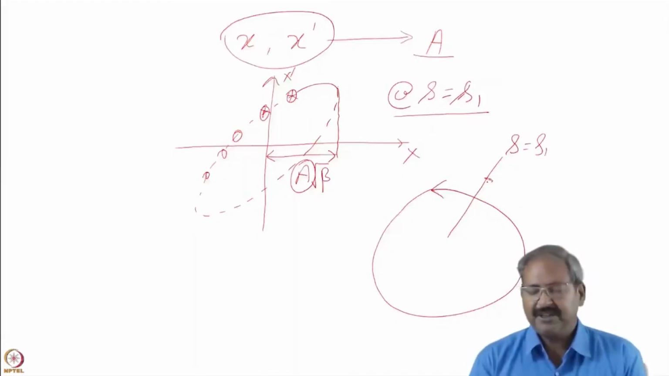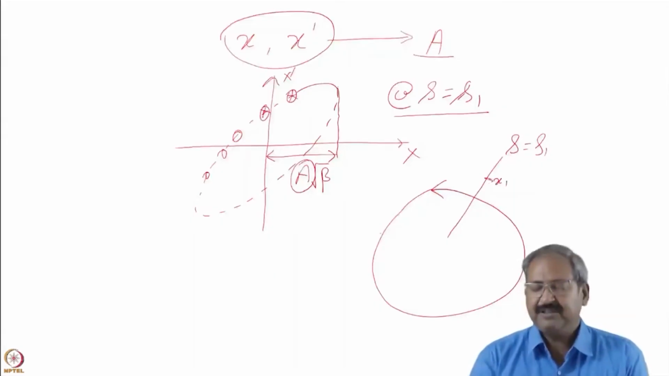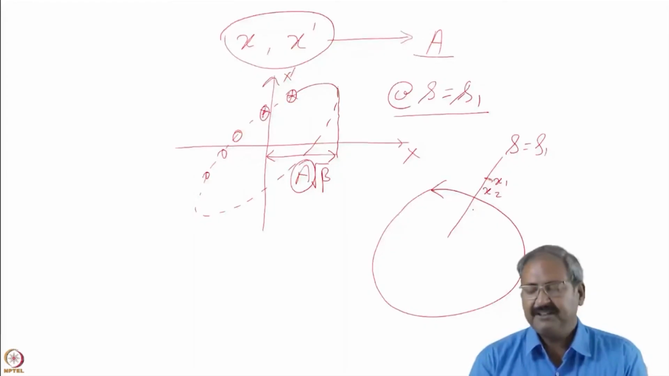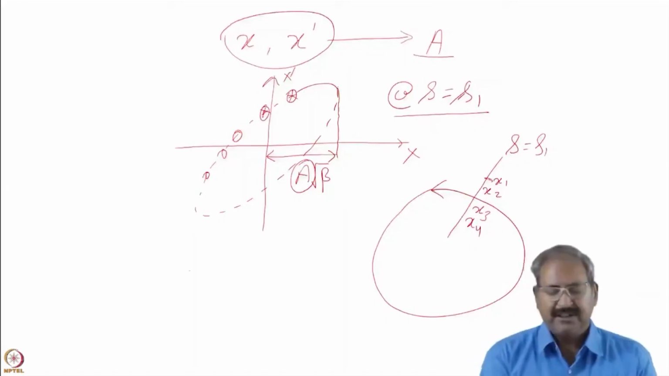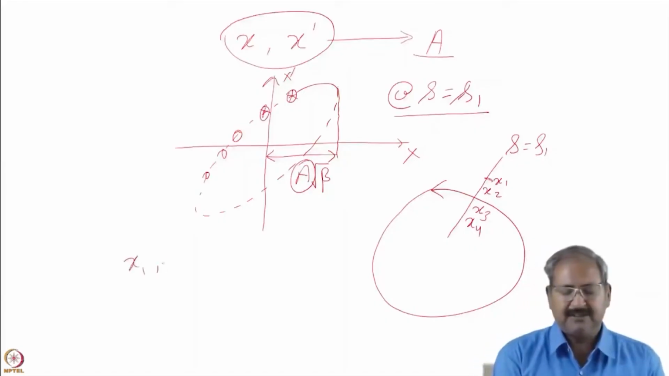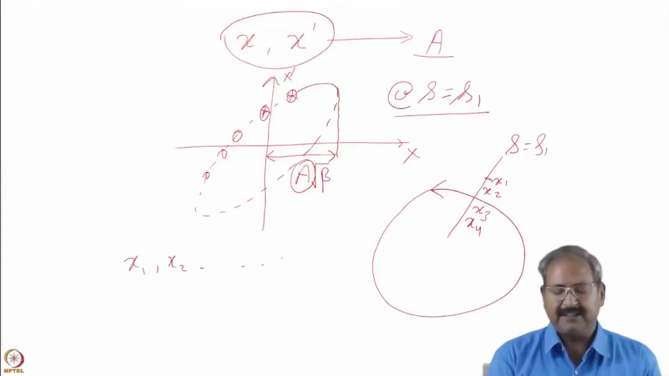Then you can record it. So suppose in the first turn you record x1. After the first complete turn, this particle will come again and you record x2, its position. And in the third turn, its position with respect to the design trajectory is x3. In the fourth turn, it is x4. Like this, you have recorded x1, x2, and up to xn.